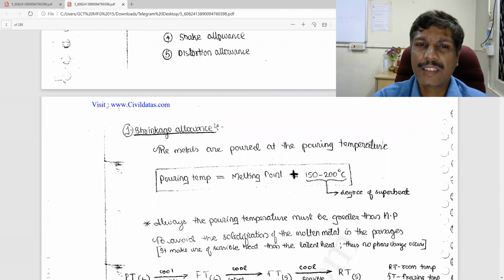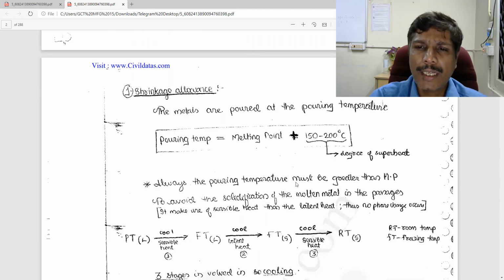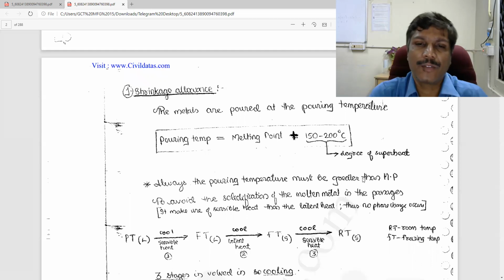Next, shrinkage allowance. The metals are poured at the pouring temperature. Pouring temperature equals melting point plus 150 to 200 degrees Celsius. This extra incremental temperature is the degree of superheat. So the degree of superheat can be defined as the difference between the pouring temperature and the melting point. Always the pouring temperature must be greater than the melting point.